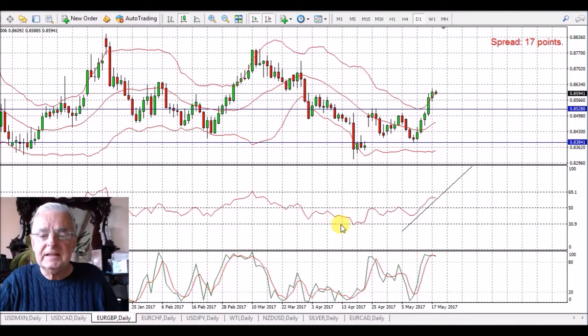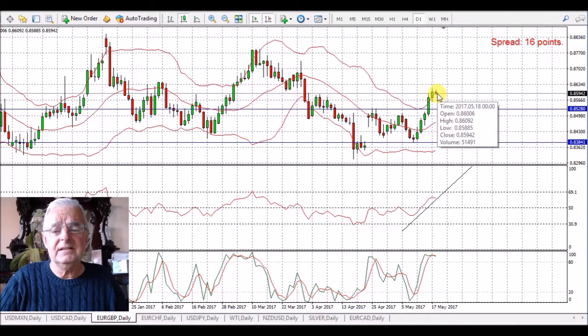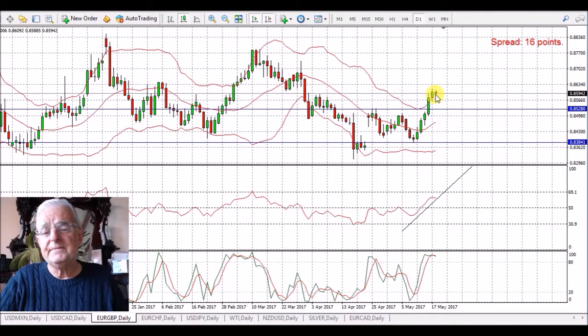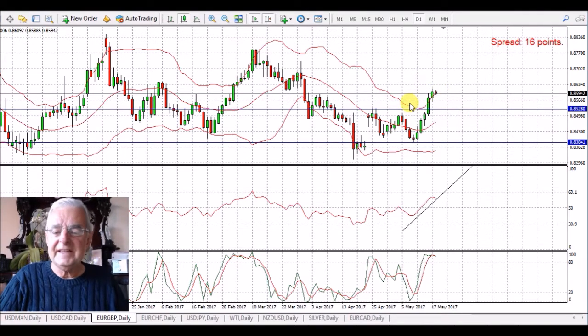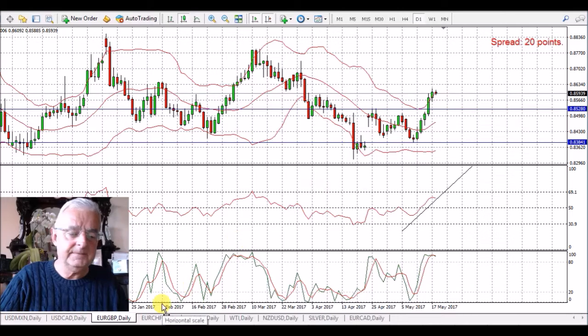Euro GBP, this again is looking like quite a good short. I think it's got a couple more days before I'm interested in it.